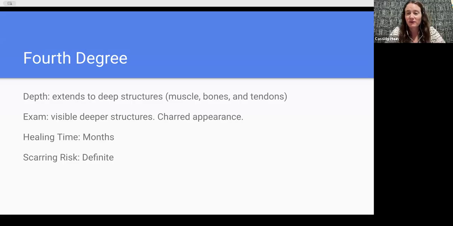They still have a category for 4th degree. This is when you have full thickness burns that extend into the deep structures, making them visible, things like muscle, bones, and tendons. They'll have a very charred appearance with visibility of those deeper structures I just described. These take months to recover from, and you will also have scarring for sure.